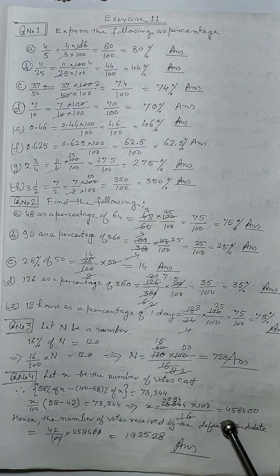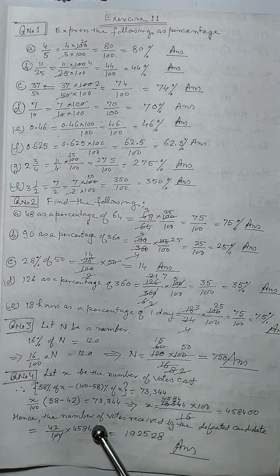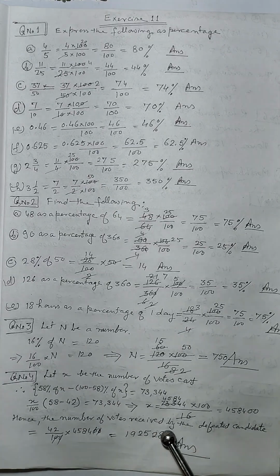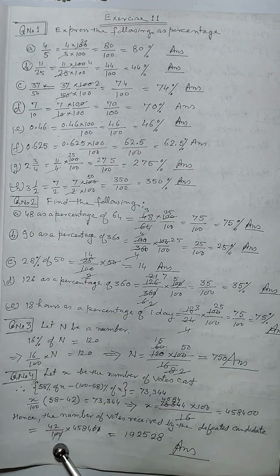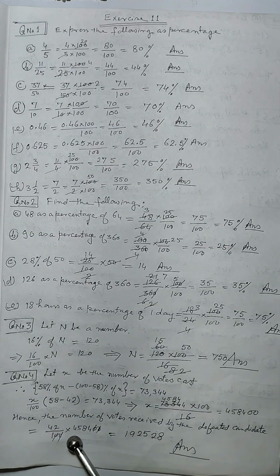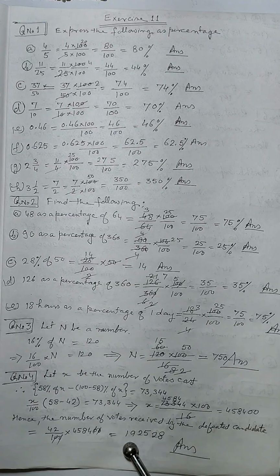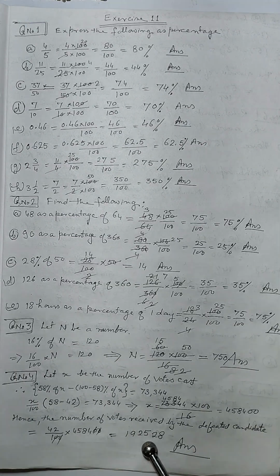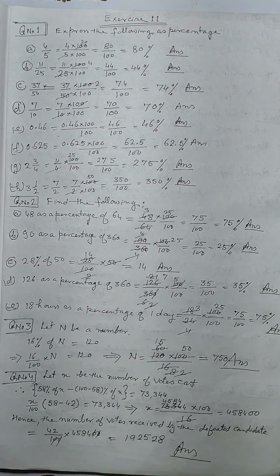Multiply it by 100, you will get 4,58,400. Hence, the number of votes received by the defeated candidate is equal to 42 by 100 into 4,58,400. That will be equal to 1,92,528. This will be the required answer of question number 4.